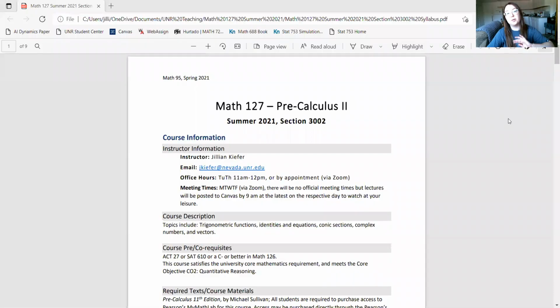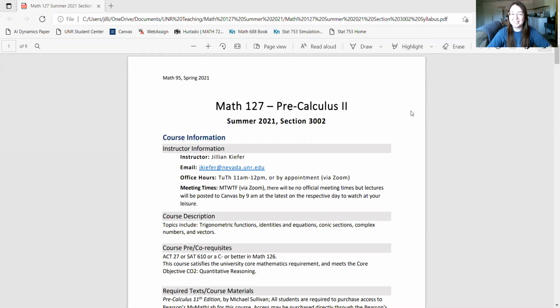So anyway, let's go ahead and get started going over the syllabus. All right, so we're going to go through our syllabus here. We're just going to kind of skim through it, highlighting the most important parts, so we can go ahead and get on with our class. So obviously, as we know, this is Math 127 Pre-Calc 2. This is the second pre-calculus class.